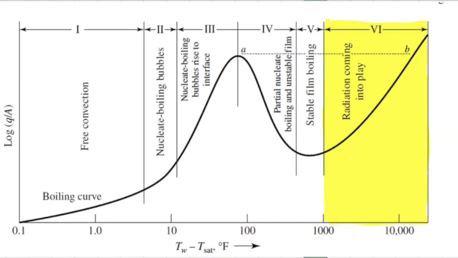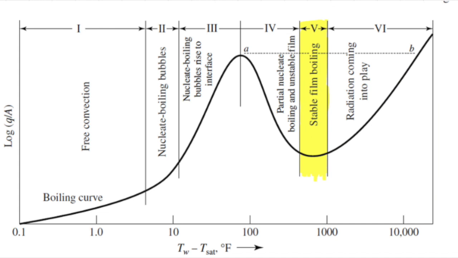Regimen 6 is characterized by delta T values of 1000 degrees Fahrenheit and more. This is the region of the boiling curve where radiant energy comes into play and the heat flux curve rises once again. Because this region requires such high delta T values, we were not able to observe regimen 6 in our experiment.